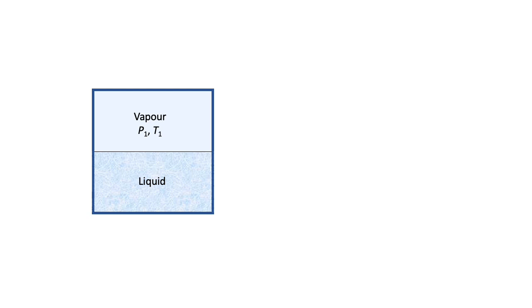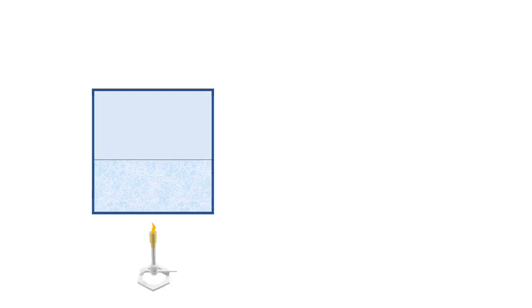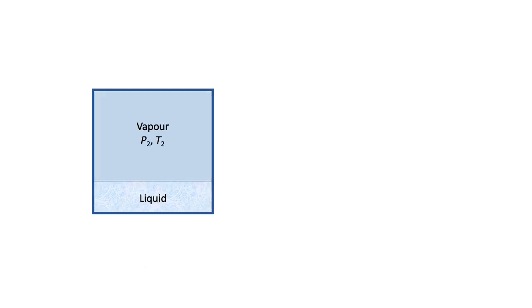The system is at equilibrium and it is at a saturation pressure P1 and a saturation temperature T1. Now we heat the system. Some of the liquid evaporates and it becomes vapor. We have a new equilibrium where the temperature is T2 and the saturation pressure has now increased to P2.